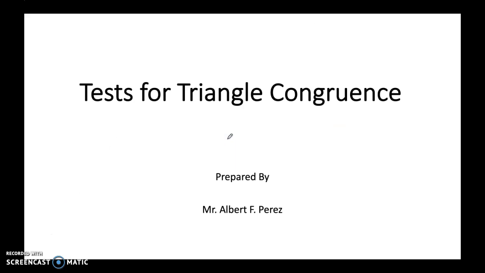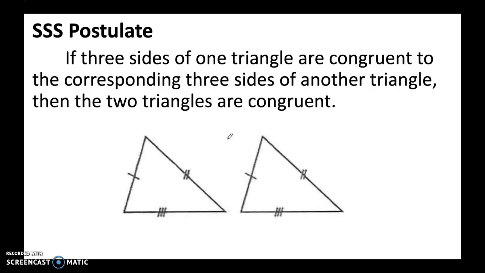So we have tests for triangle congruence. Again, in order for us to determine that the triangles are congruent, they should be the same size and same shape. So when we say same size in a triangle, the corresponding parts of the triangle should be congruent. So we are dealing with the sides and angles. For the test of triangle congruence, we only need three parts in order for us to prove that the triangles are congruent.